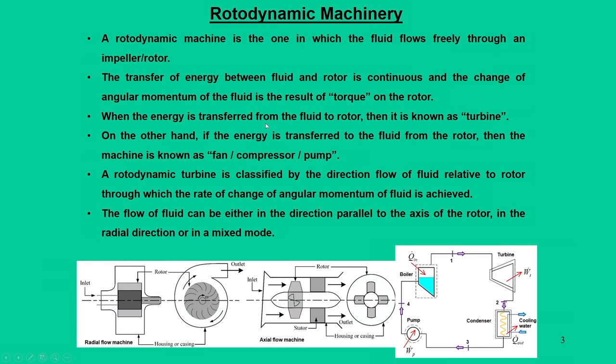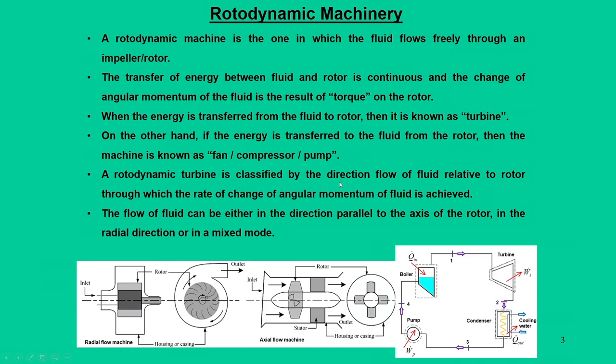Now, when the energy is transferred from the fluid to the rotor, that means the fluid is carrying a substantial amount of energy, and that energy is being utilized in rotating the blades of the rotor. Then it is known as a turbine. On the other hand, if the energy is transferred to the fluid from the rotor, then the machine is referred to as a fan, compressor or pump. Normally, fans are used for small pressure differences, compressors for large pressure differences, and both are mainly used for gas. Whereas the word pump is used when you want to increase the pressure head of a liquid.